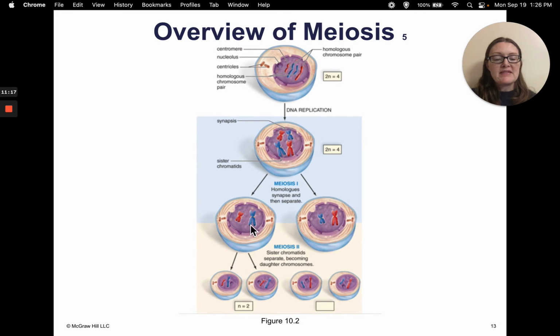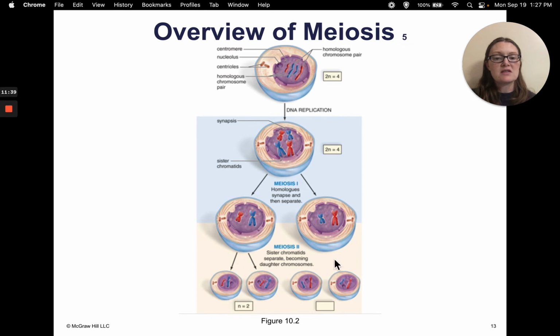The problem that we see here, though, is that it's still replicated. They're still in their sister chromatid forms. So we have exact copies of this little red one, and we have exact copies of this bigger blue one. That's still too much information. So then meiosis 2 happens. And during meiosis 2, we're separating out these sister chromatids, just like we saw happen in mitosis.